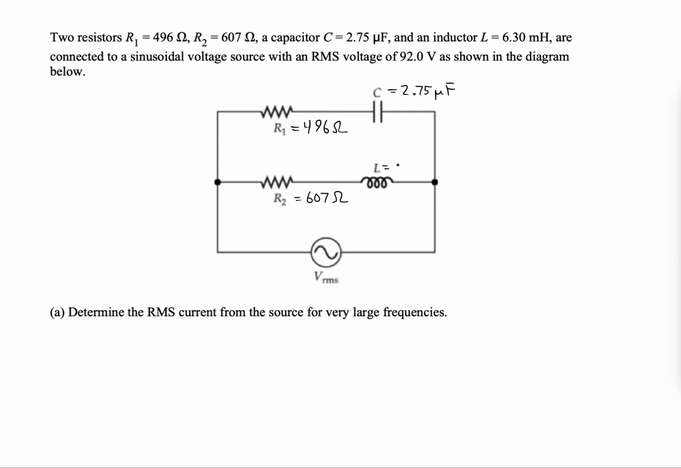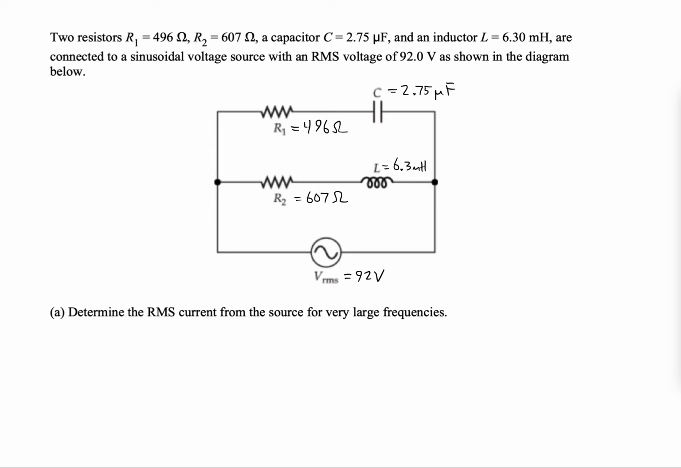The inductor has an inductance of 6.3 millihenries. The branches are in parallel with a source where the source is 92 volts RMS. We want to determine the RMS current from the source for very large frequencies.